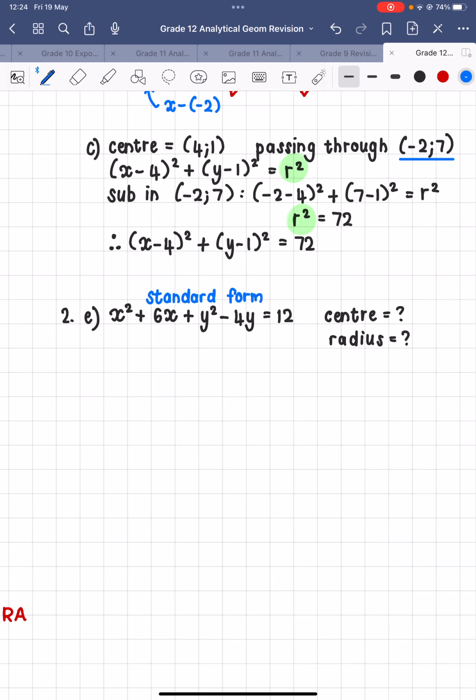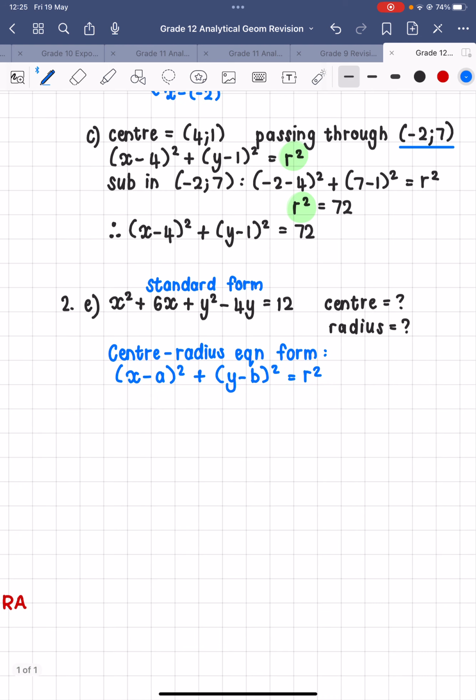We need a circle equation that's written in center radius equation form, which is this form: x minus a squared plus y minus b squared equals r squared. So basically the form that's on the formula sheet is called center radius equation form. It's called that because we can see what the center is and what the radius is from there. So guys, we need to convert this equation so that it's written in this form.